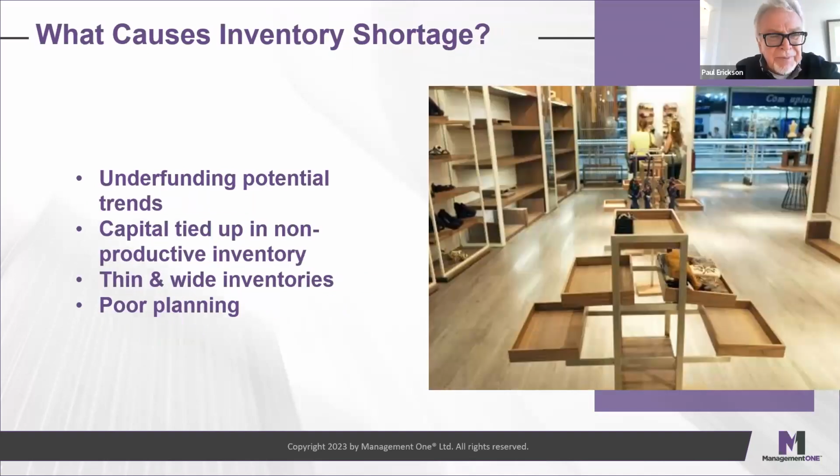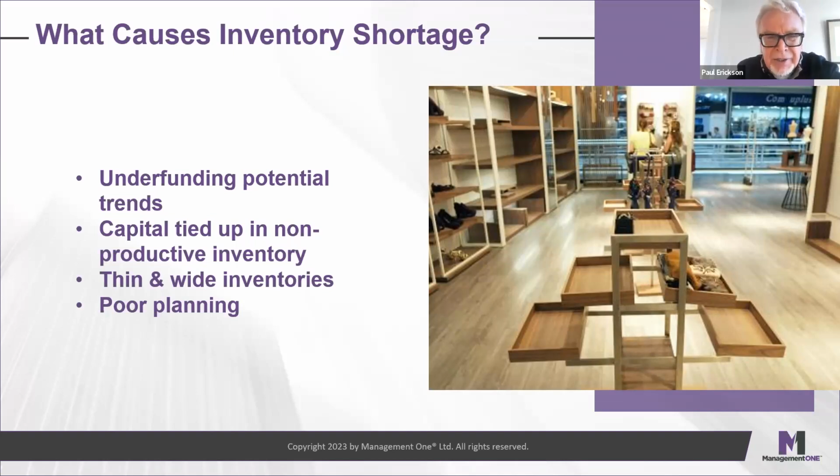And then inventory shortage. How does that happen? How can retailers not have enough of what's really selling? I think one of the things that happens more than anything is that we don't really understand the potential trends in certain classifications. And there is a way to identify those within your Management One merchandise plans, which we have, I believe, talked about in other presentations, which Nico is going to send you a copy of. It's capital tied up in non-productive inventories, and also thin and wide, which is something that I think retailers talk about in terms of, against narrow and deep presentations on inventory.